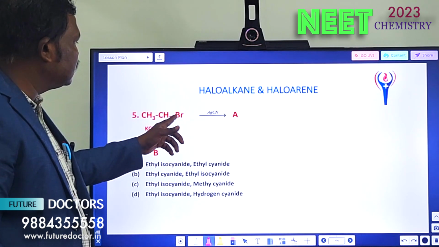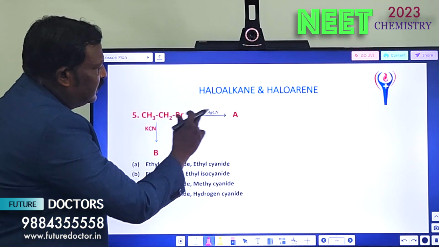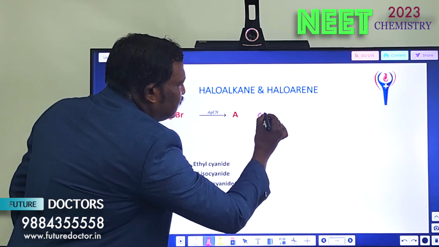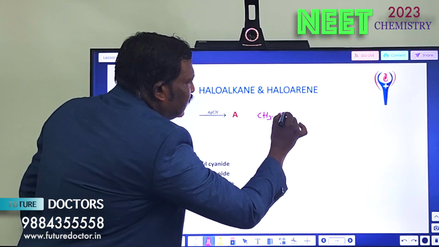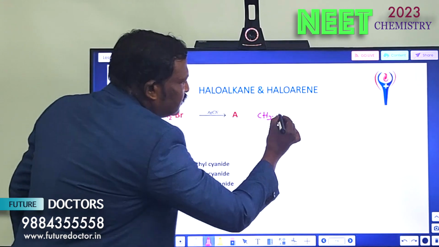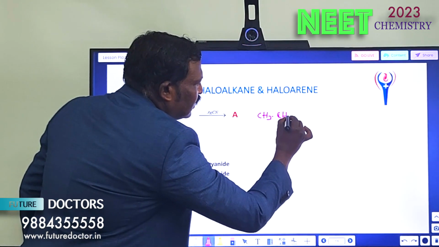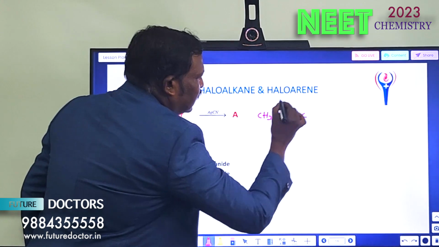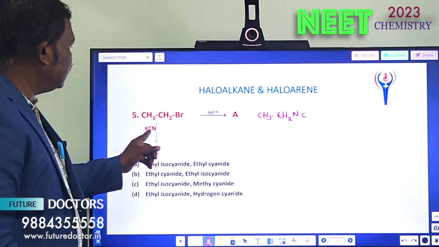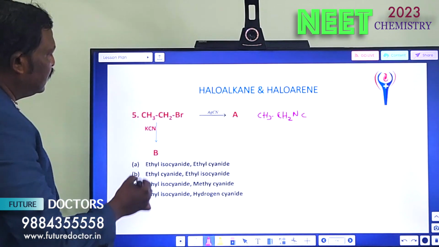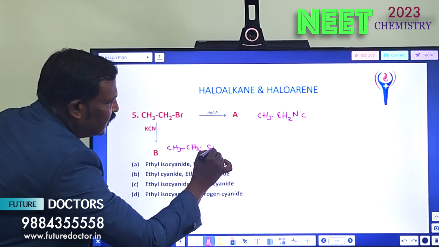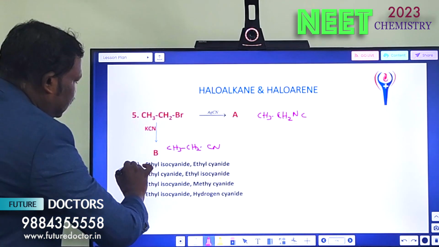So it forms isocyanate means what? As usual, AgBr is removed. But isocyanate means NC. So the product will be CH3, CH2, NC, ethyl isocyanate. AgCN always forms isocyanate. Then KCN always forms cyanide compound. So cyanide means CH3, CH2, CN, ethyl cyanide. So option A is the correct answer.